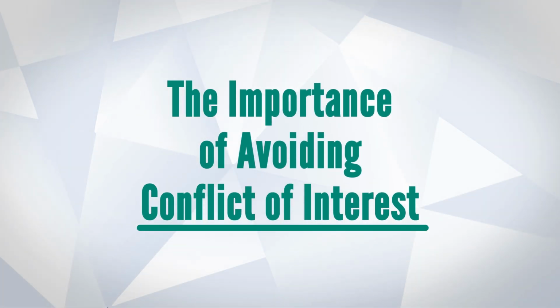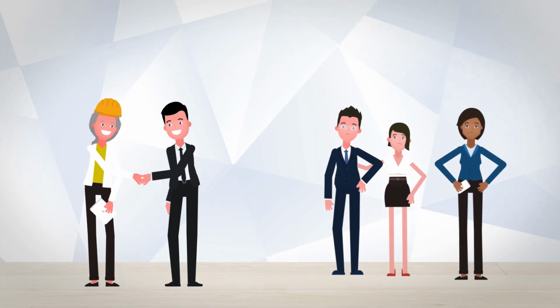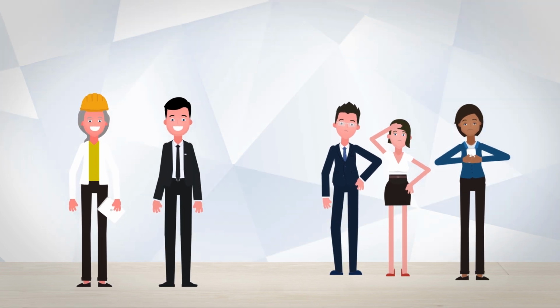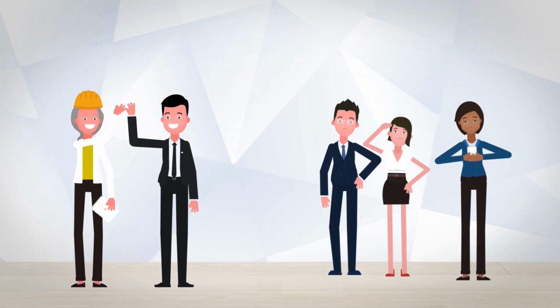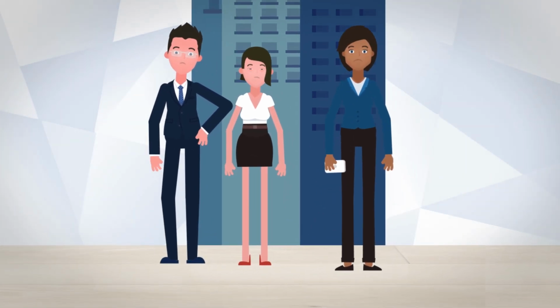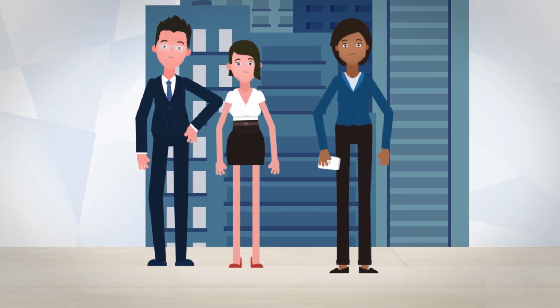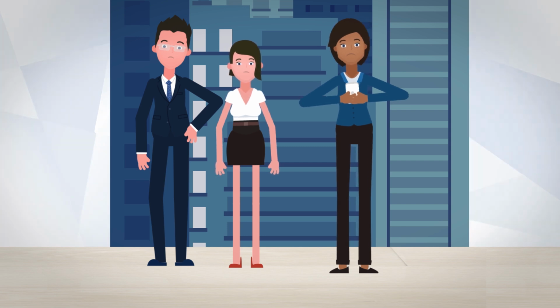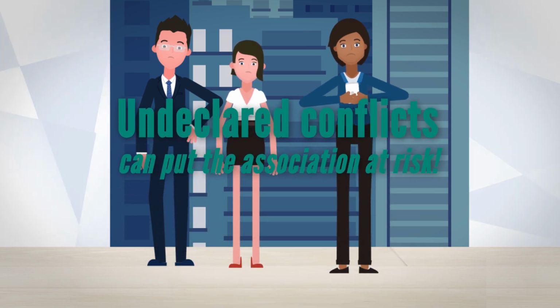Board members are responsible for making decisions that benefit the association. That's their fiduciary duty. That's why they must be cautious of any benefit that outside persons, other organizations, or they themselves might gain from those decisions. Failure to manage conflict of interest could mean the association's members, stakeholders, and the public could lose their confidence in the association. Undeclared conflicts can put the association at risk.